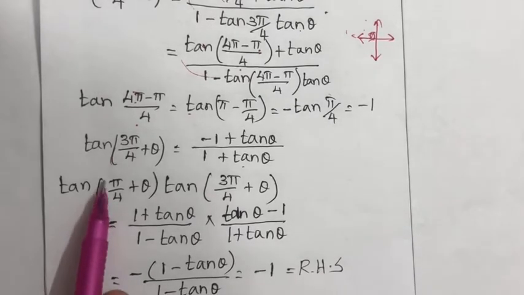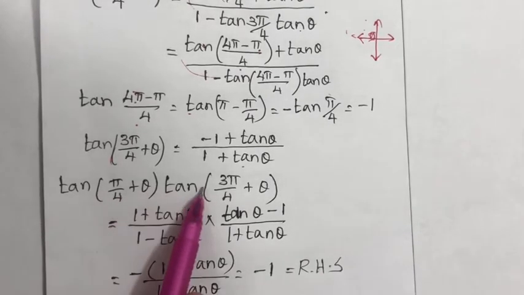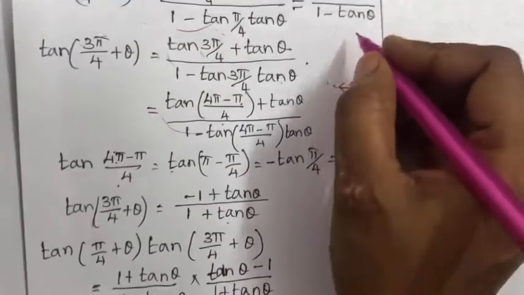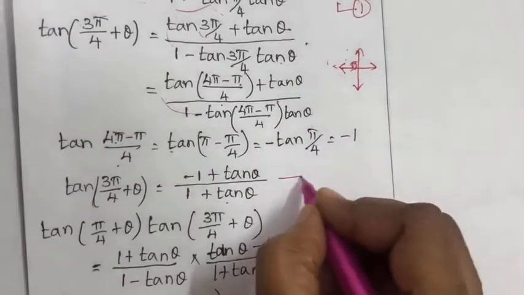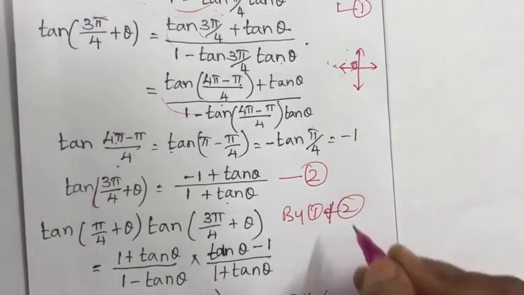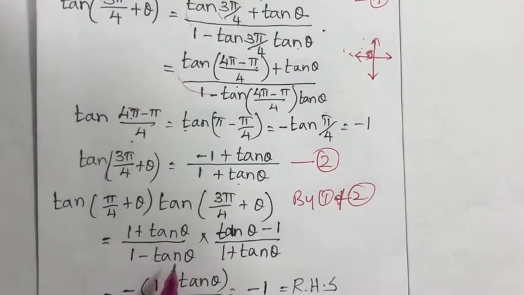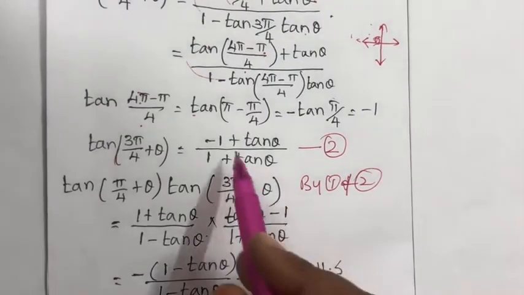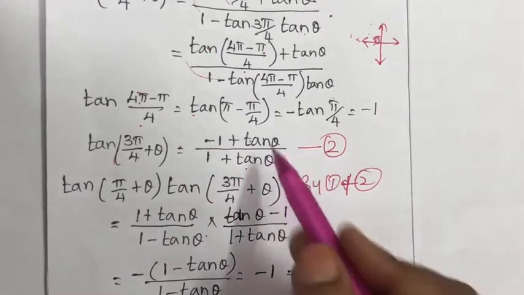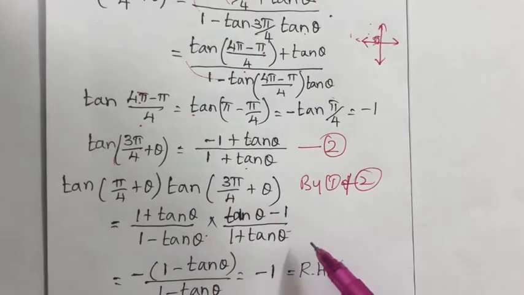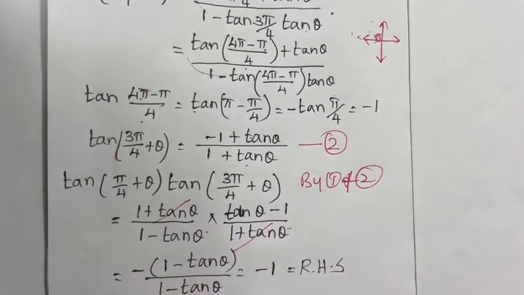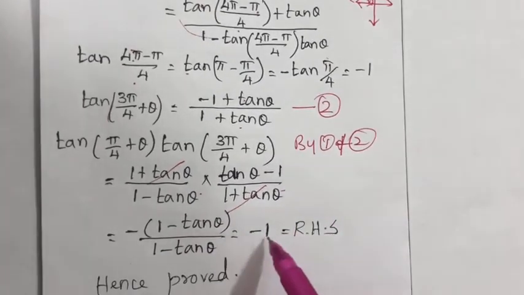So tan(pi/4 + theta) into tan(3pi/4 + theta) is equal to, it is our 1 and it is our 2. By 1 and 2, (1 plus tan theta)/(1 minus tan theta) into (tan theta minus 1), or else you can write minus of (1 minus tan theta), like that also you can write, divided by (1 plus tan theta). So all the terms will get cancelled, only the minus will be left. So it is minus 1.